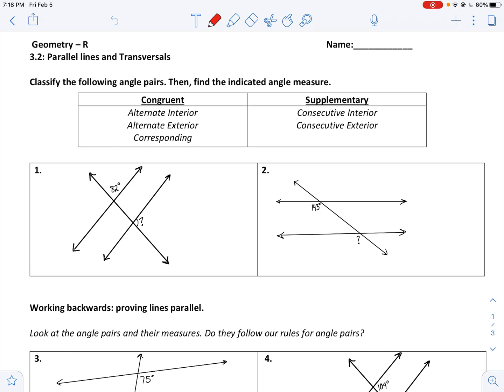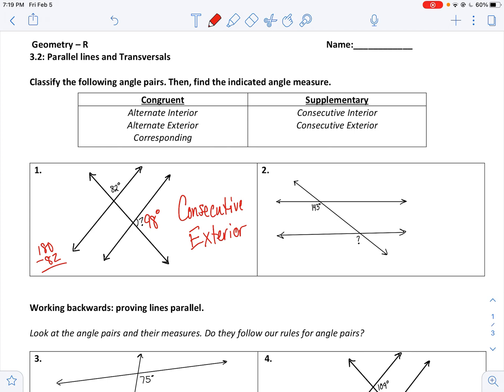Okay, so problem 1, these angle pairs are consecutive or same side exterior angles. So if they're consecutive exterior, consecutive angles are the ones that add to 180. Those are the supplementary. I could take 180 minus 82 and I would get 98 degrees.